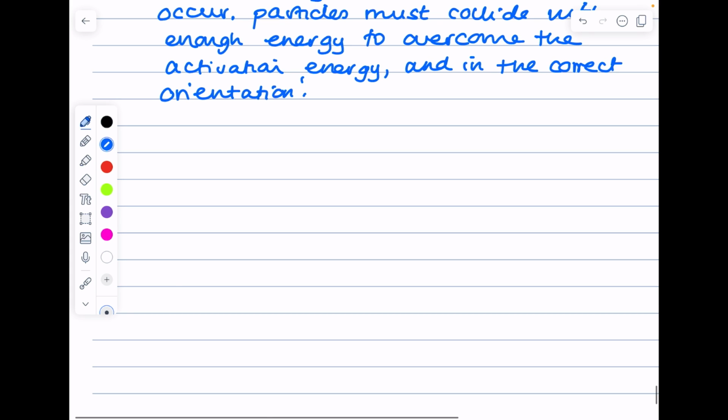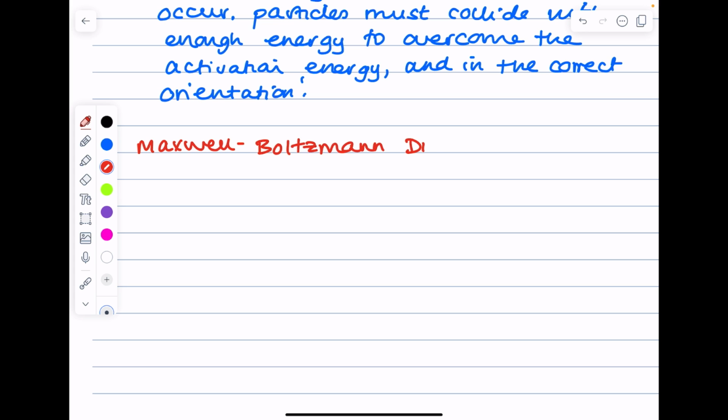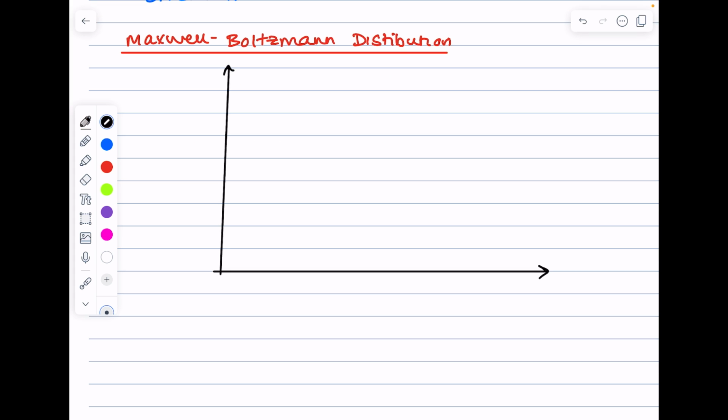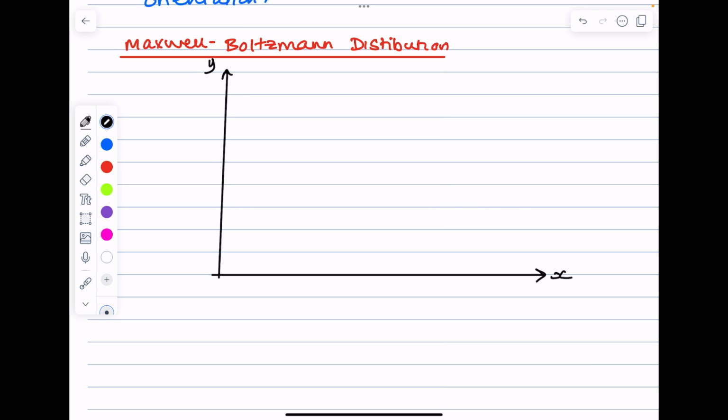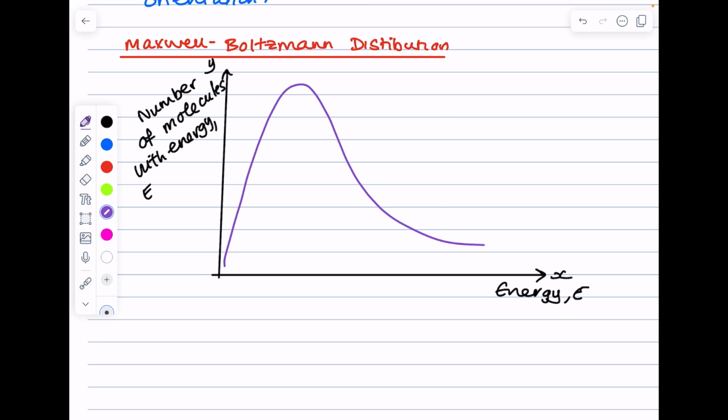We're now going to look at the Maxwell-Boltzmann distribution. In terms of your Y and X labels, X will be energy and Y is the number of molecules with a particular energy. So the Maxwell-Boltzmann curves have a very particular shape, one which looks like this.